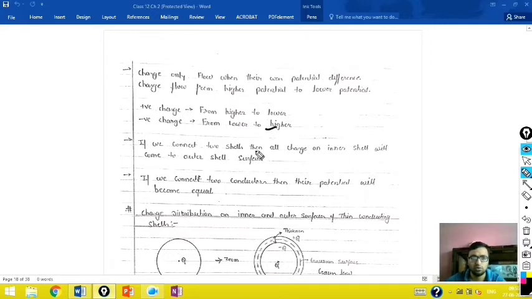If we connect two shells, then all charges on the inner shell will come to the outer shell surface. Why? Because the inner will always have higher potential and charge always flows from higher to lower. If we connect two conductors, then their potential will become equal. Okay, it is also true. So all these are properties. Now see the next topic.